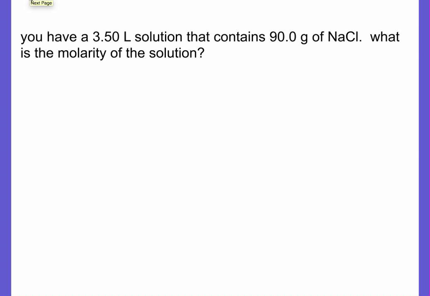So this first question starts out by telling you you have 3.5 liters of solution that contain 90 grams of sodium chloride. What is the molarity of the solution? Right, so I know I want a molarity, which means that I'm going to ultimately use this equation here.